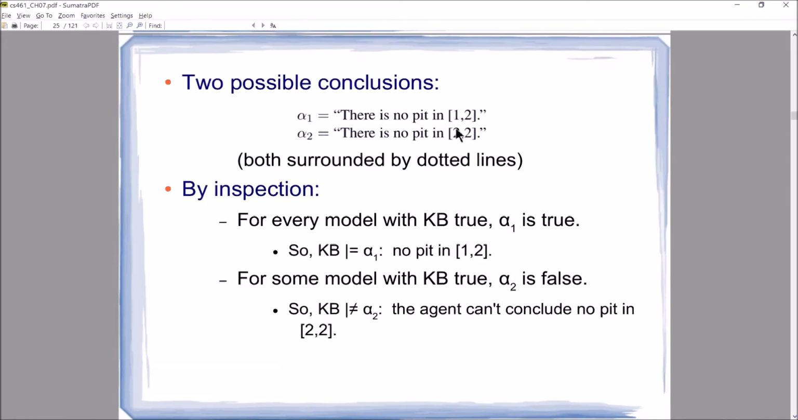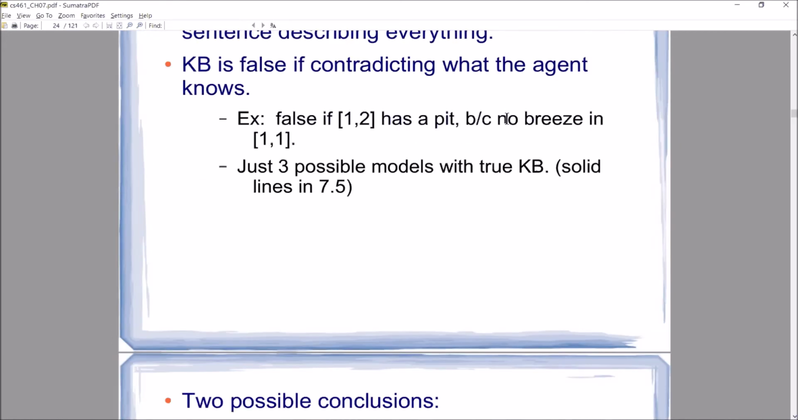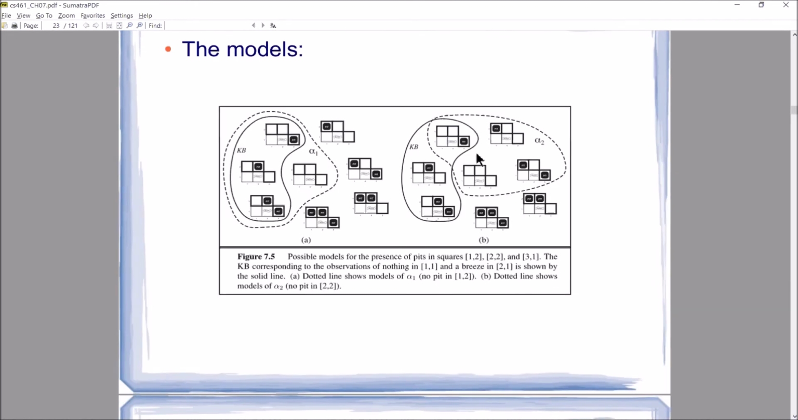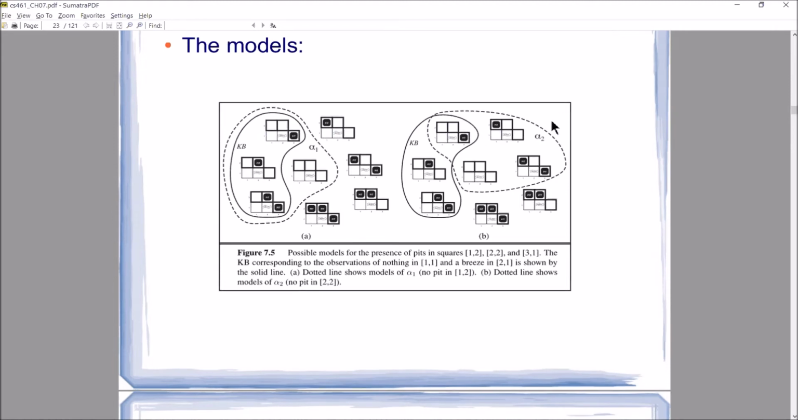alpha sub 2, there's no pit in 2,2, okay? Now, if we go back up here and we look at all the possibilities where there's no pit in 2,2, that would be no pit there, no pit there, no pit there, no pit there, okay? Now, that is going to be invalid, right? It's not going to follow because we know that there could be a pit in 2,2, because the breeze implies that there could be a pit in an adjacent square, right?